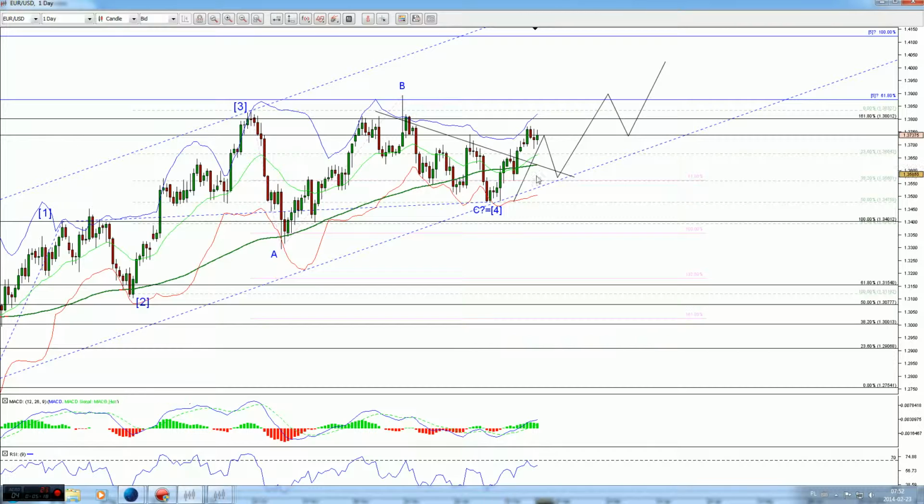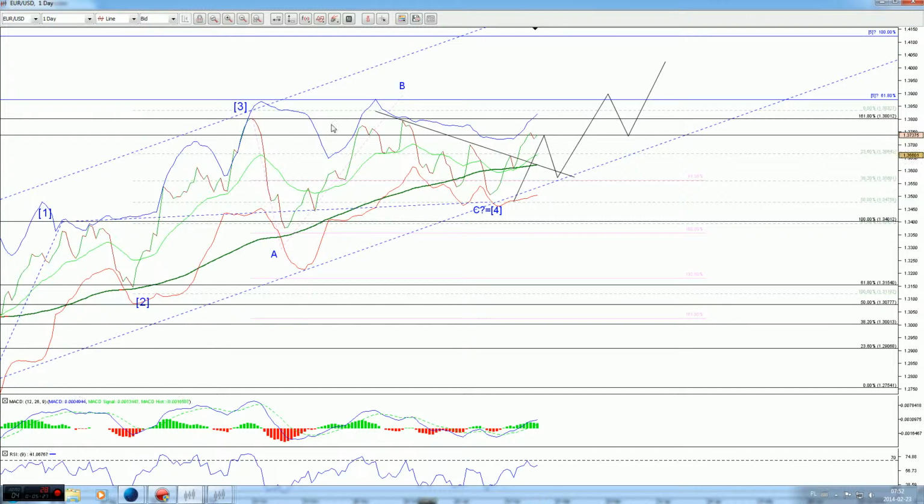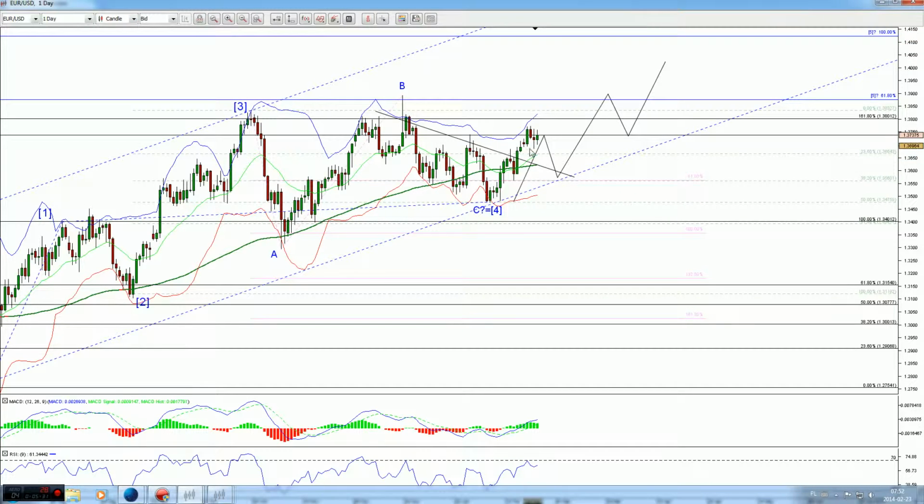Let's check the daily chart. On the daily, the market broke through this resistance line, this resistance line that wasn't retested yet. It happens very, very often that the market does retest such levels. So that might be the case here, like that, and then straight away to the upside.